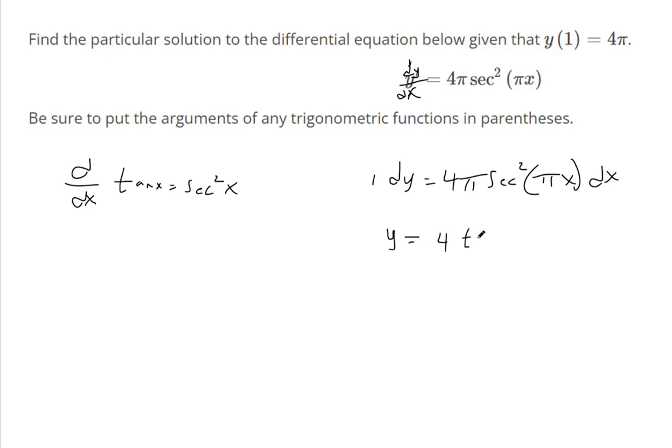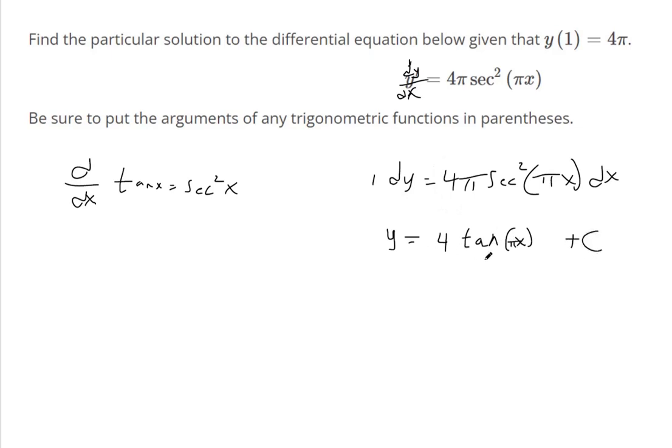Maybe we're wrong. But if a pi is supposed to come out, then we want to factor out 1 over pi, which would make this pi cancel out. Let's check it though. And then we need an arbitrary constant c because I evaluated an indefinite integral of both sides. Oops, this needs a pi.